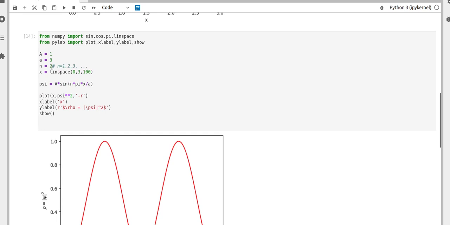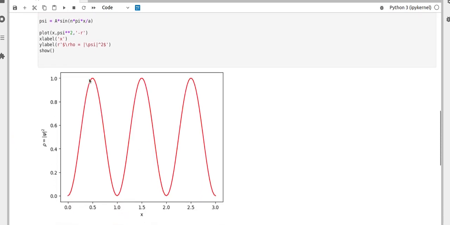And the same thing if you change it to 3. I have another graph. So you have high probability of finding the particle at 0.5, at 1.5, and at 2.5.